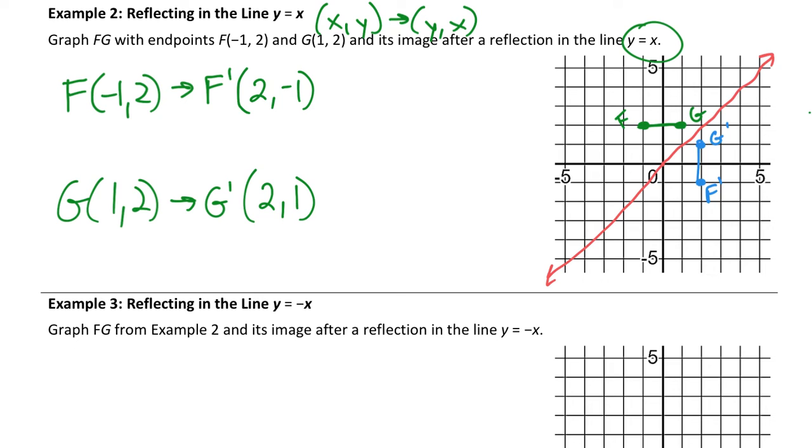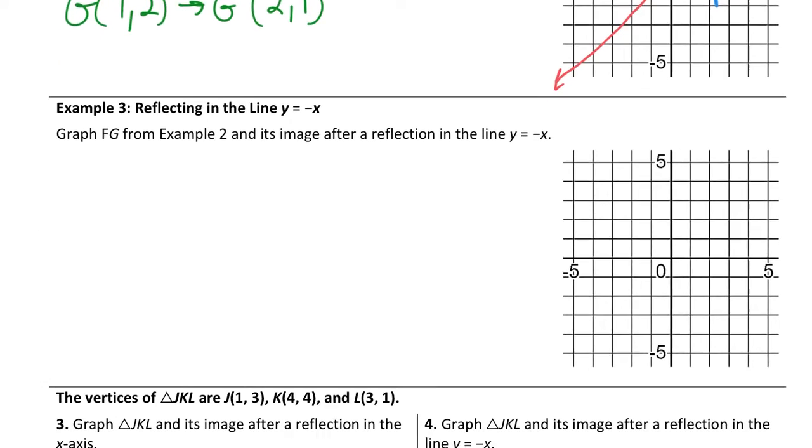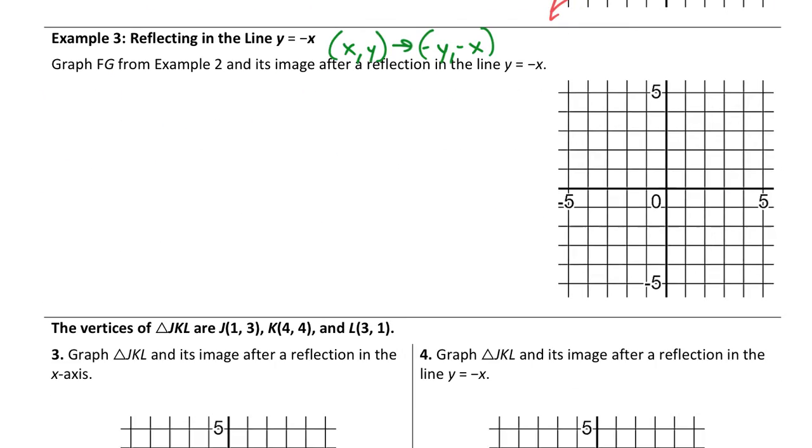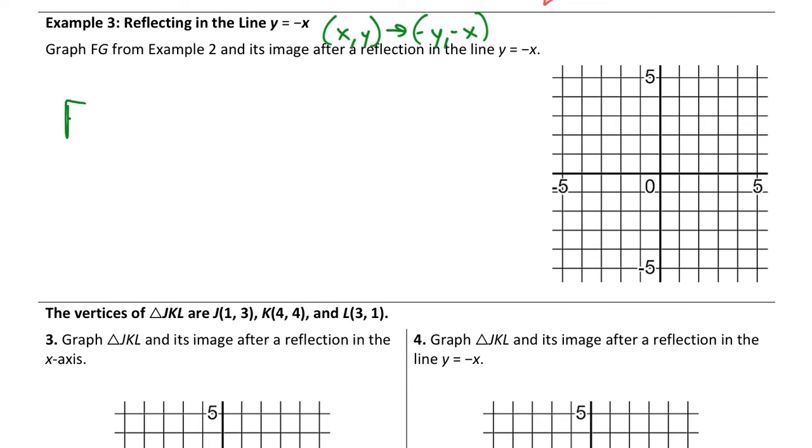In example 3, reflecting over the line y equals -x does something a little bit different. What this rule does is that it does swap x and y, but it also changes both of their signs. So I forgot what those points were. F was -1, 2. G was 1, 2. And we are reflecting over the line y equals -x, and I'll draw that first.